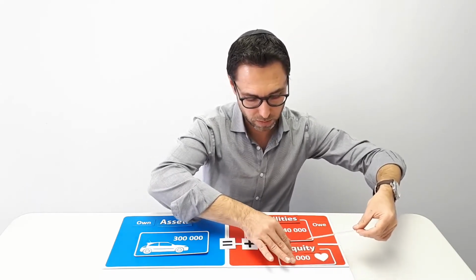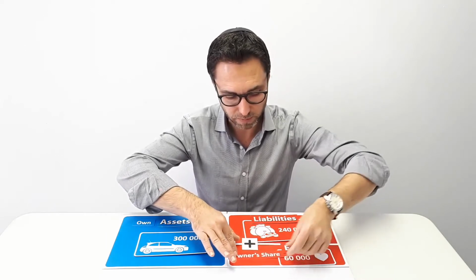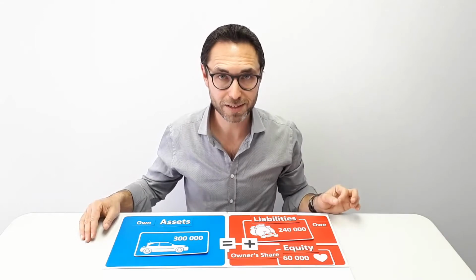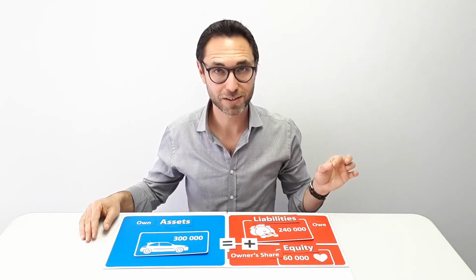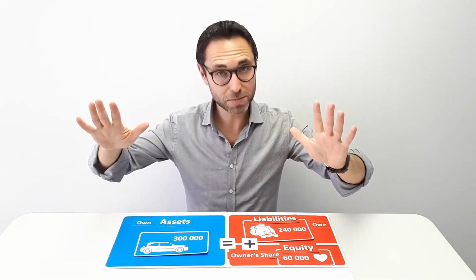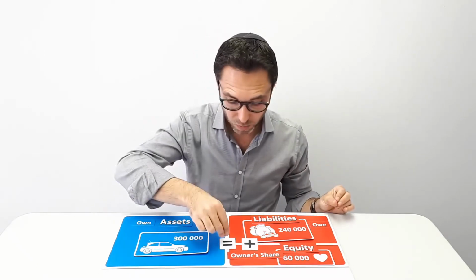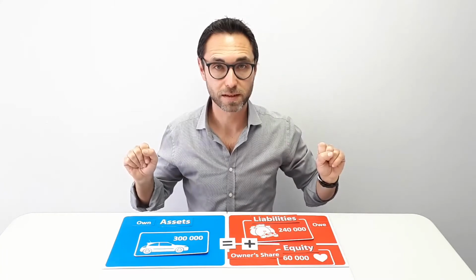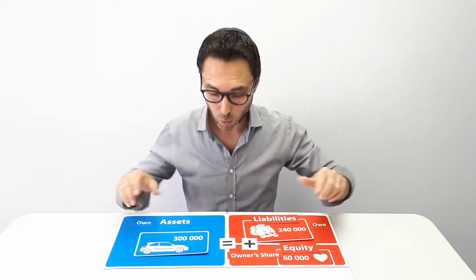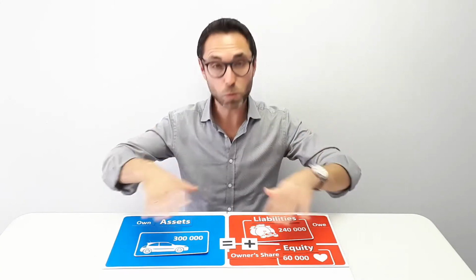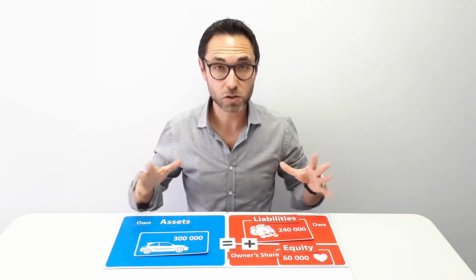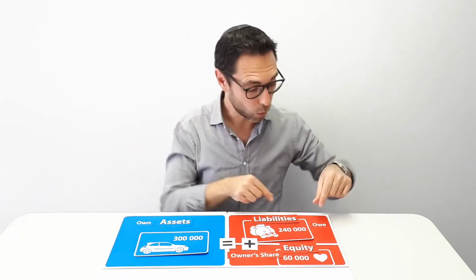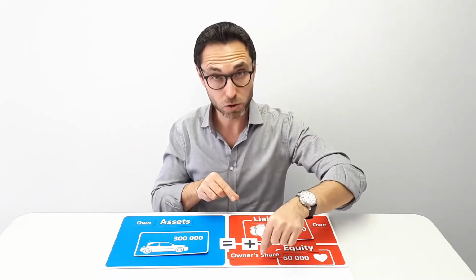I'm going to shift this owner's share to that side. We have now derived the accounting equation, which is simply assets equals liabilities plus equity. But I didn't ask you to memorize that. We derived it from first principles, and we saw that there's another way to verbalize that equation. What we own equals what we owe plus our owner's share.